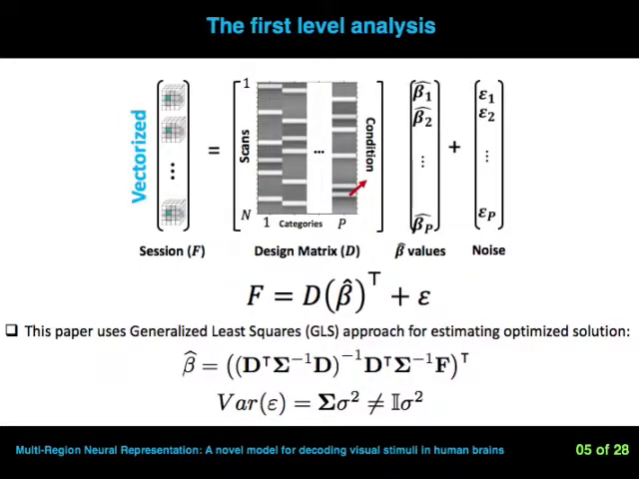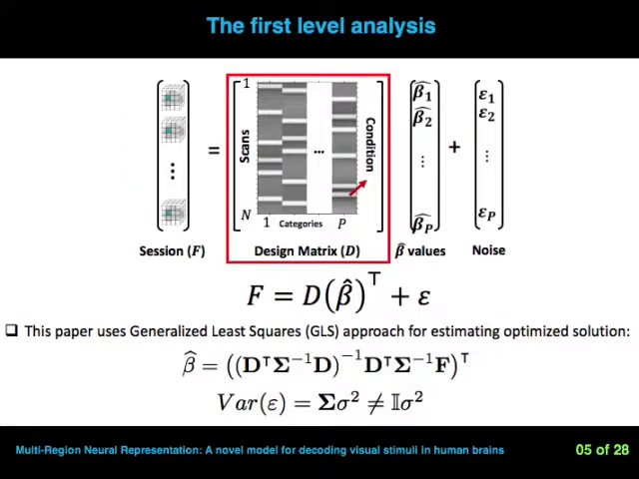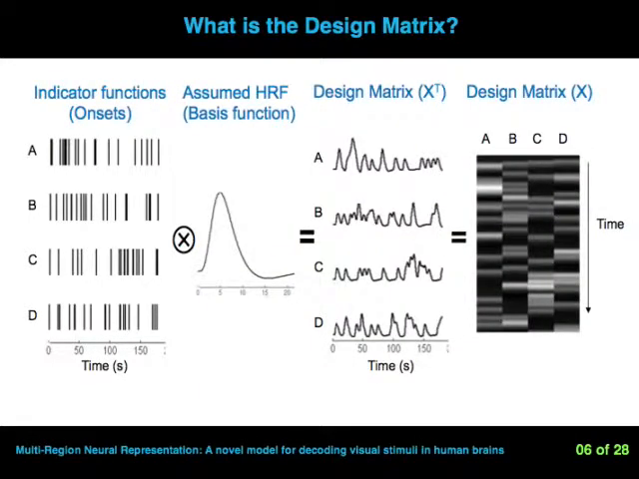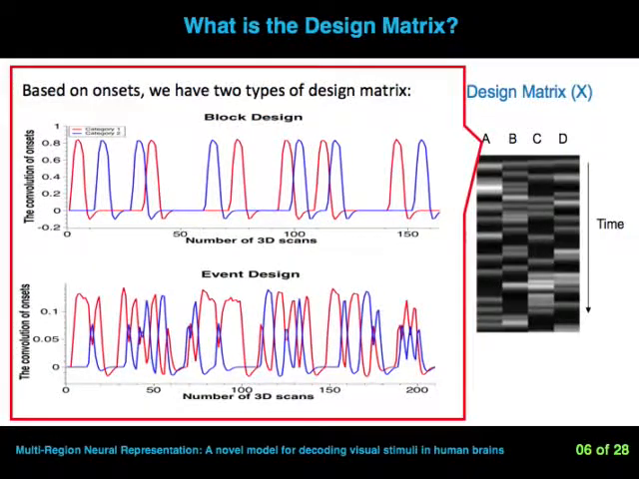Well, we first rewrite each fMRI session as a linear model, where D here is the design matrix and we are looking for the beta values. The proposed method here focuses on the definition of the design matrix. As depicted here, the design matrix is technically the convolution of the onset or time points and the HRF signal. Here on the left, A, B, C, or D denote time points belonging to a unique category of visual stimuli. Based on our experiment, we have two different kinds of design matrix: block design and event design.